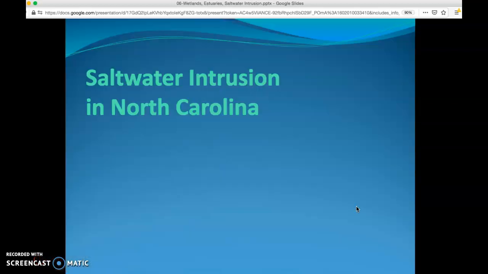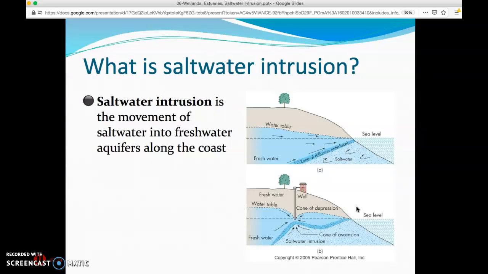Lastly, saltwater intrusion in North Carolina. We've talked about aquifers and what's going on in the ground as far as water underneath our feet. Here's one of the things that's happening with how we are pumping out the water. So this is called saltwater intrusion. It's the movement of saltwater into freshwater aquifers along the coast.